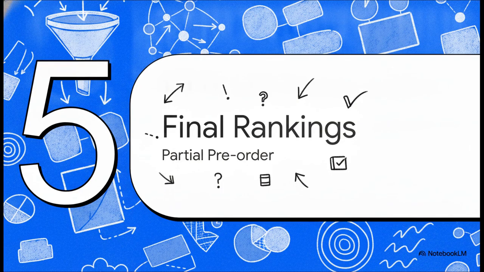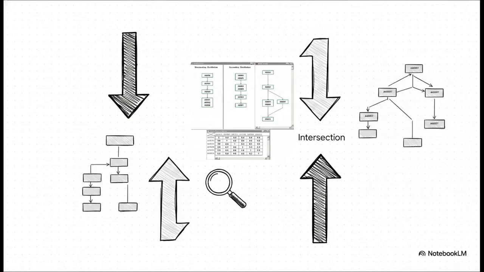Moving right along to section 5, distillation and final rankings, creating the partial preorder. So once the algorithm has tested every option against every other option, it has to spit out a final result. But unlike simpler tools that just give you a numbered list from 1 to 10, ELECTRE creates what is called a partial preorder. Let's see how this builds a final recommendation.